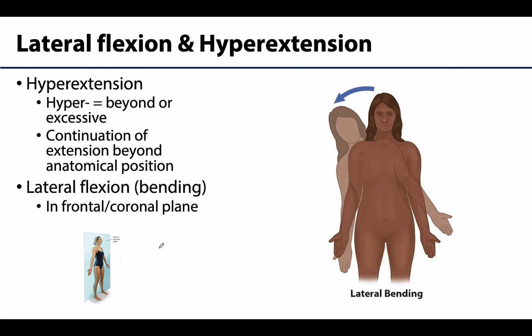Lateral flexion, or lateral bending as it is often referred to, does not occur in the sagittal plane as most flexion and extension does. It will occur in the frontal or coronal plane. And this occurs at the intervertebral joints and will allow you to move your trunk to one side or the other.